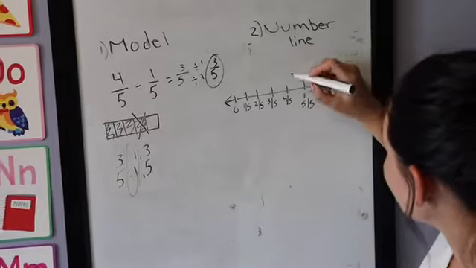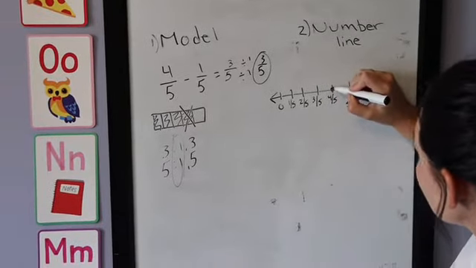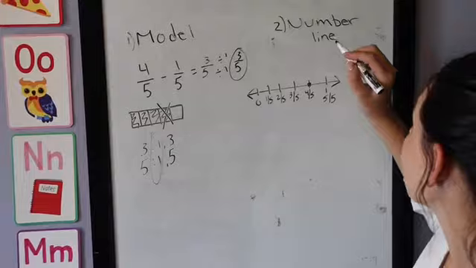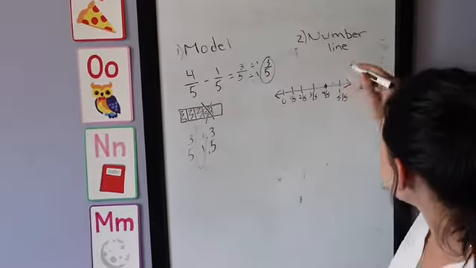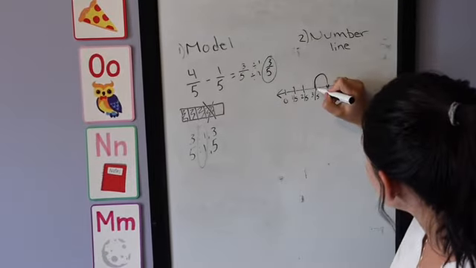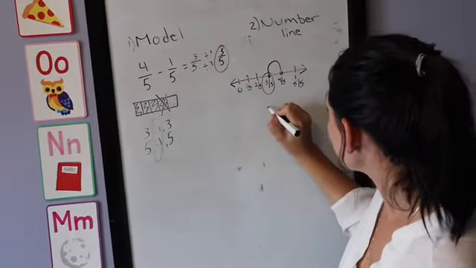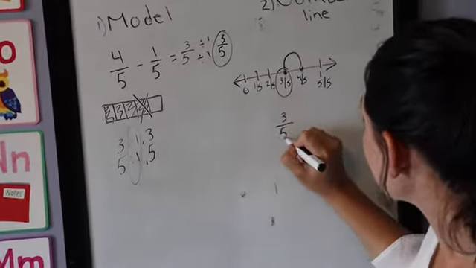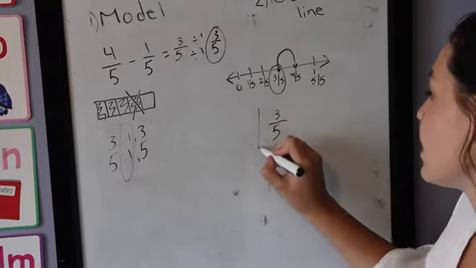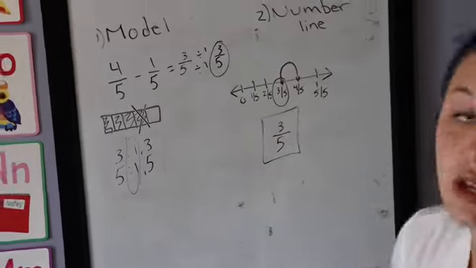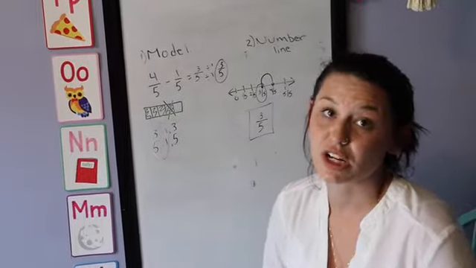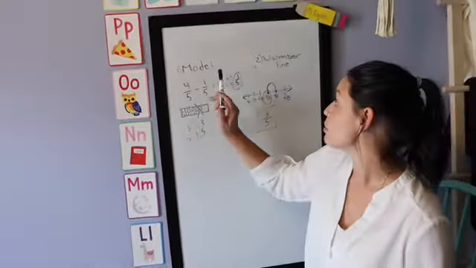So we start at 4/5, draw a little dot. Remember, I like to pretend like I'm a frog and I'm jumping 1 time. So 1 jump, we land at 3/5. We can circle our answer. And since we already found our factors, we know that this is simplified. So when we're adding and subtracting fractions with like denominators, we can use model and number line.